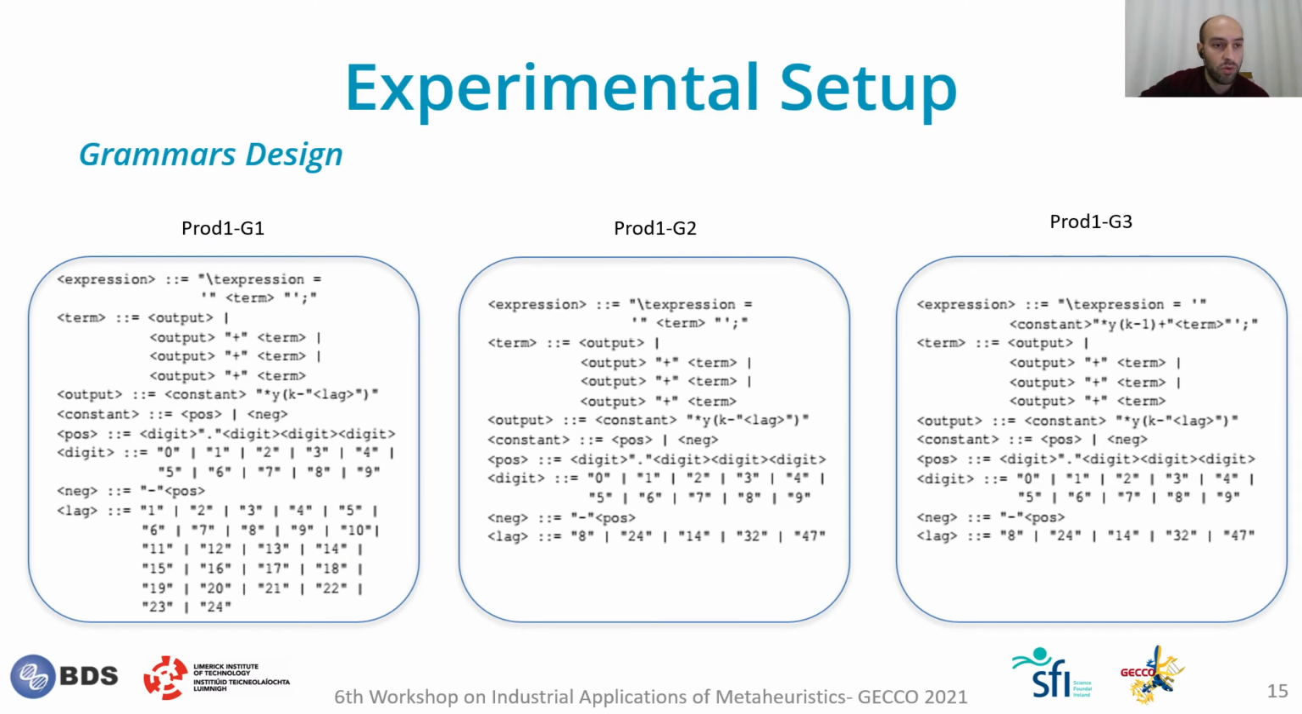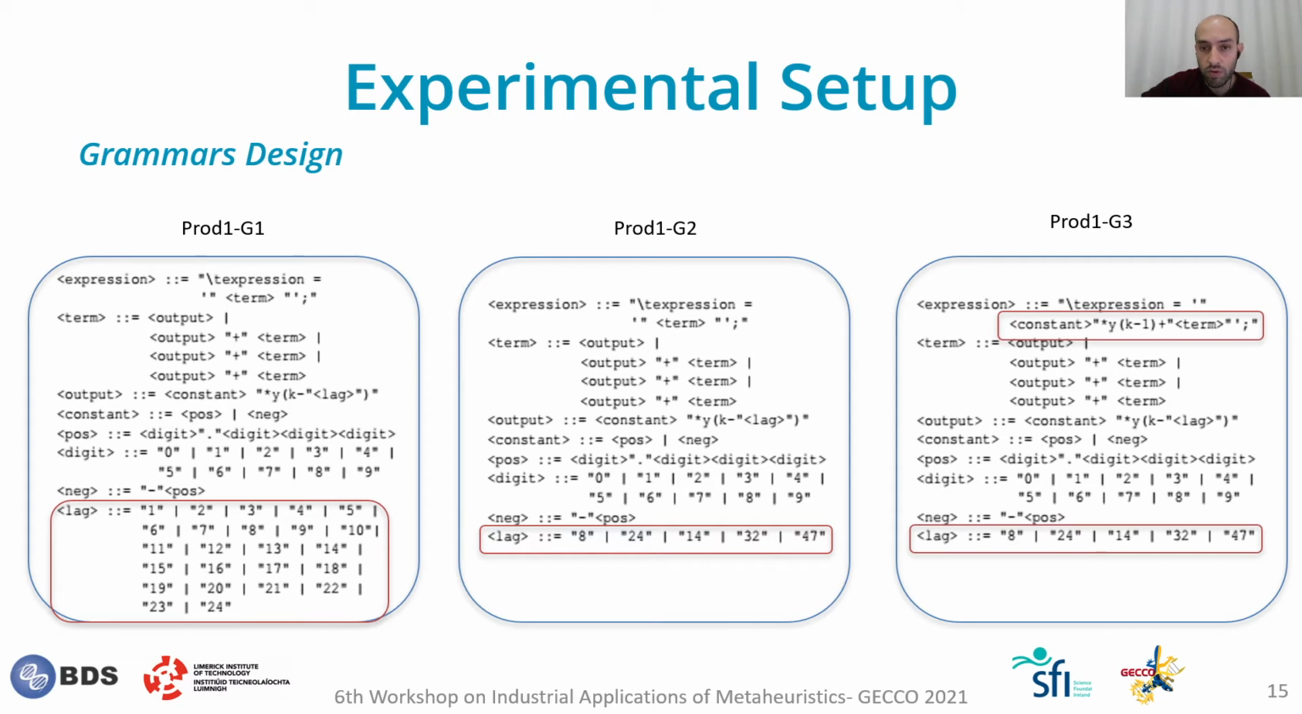And here we have examples from the grammars used in product 1. So basically on G1, the first grammar, we have, as mentioned, the 24 previous lags, or the 24 past observations available to the grammar. Here we have only the 5 highest correlated past observations. And here we have both the trivial term, a constant multiplying y of k minus 1, and also the 5 highest correlated past observations.